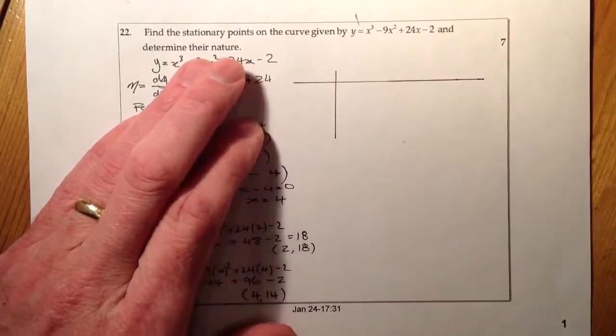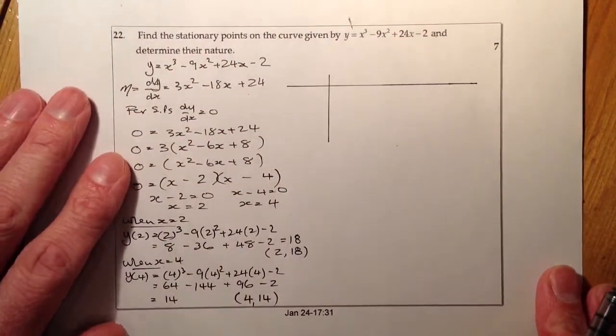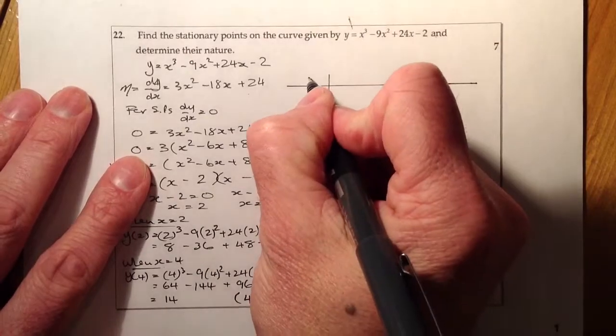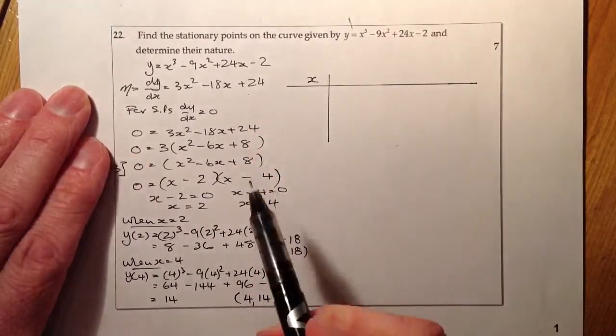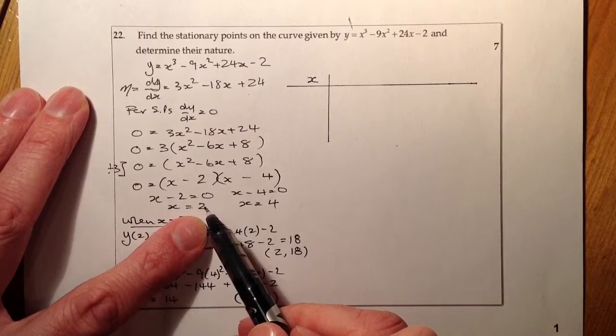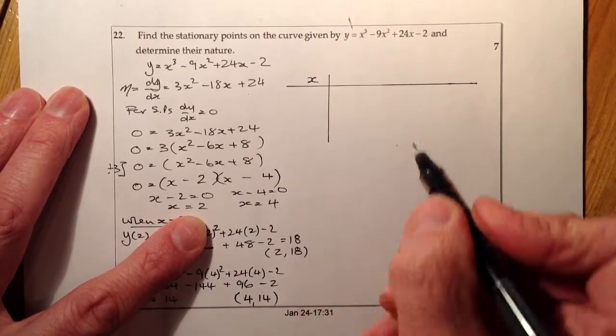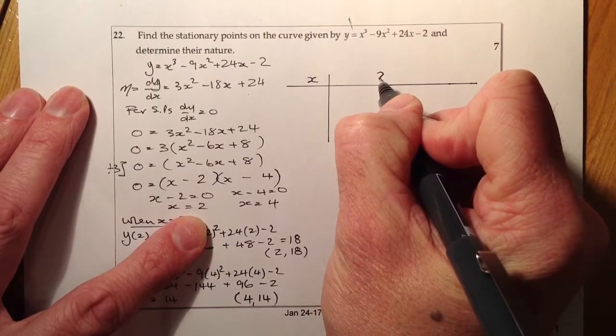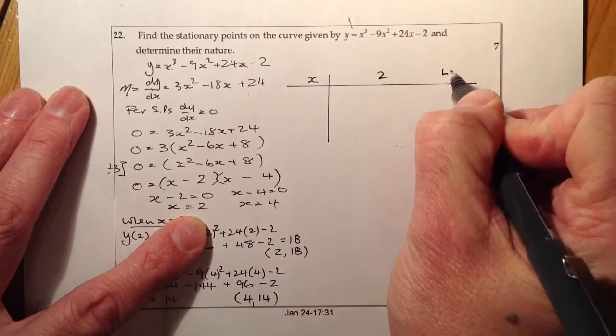So there's my table. Very simple. Okay then, so what I'm going to do is I'm going to be using x coordinates, and the two coordinates that I know are x equals 2 and x equals 4. So I'll start with a 2 appearing here, and I'll just go along a bit and put a 4 in there.